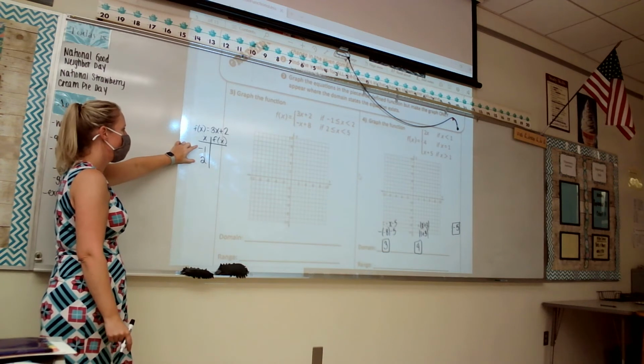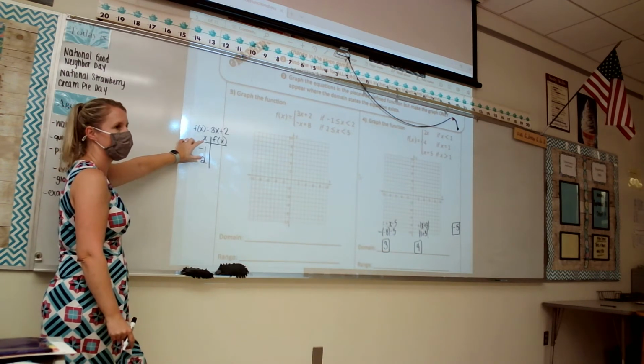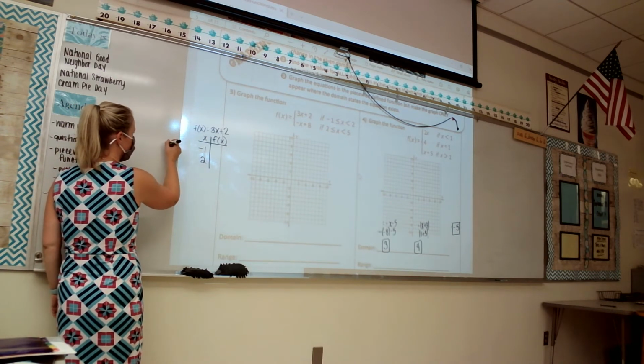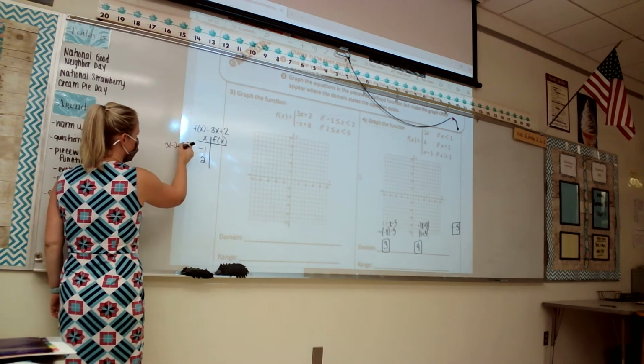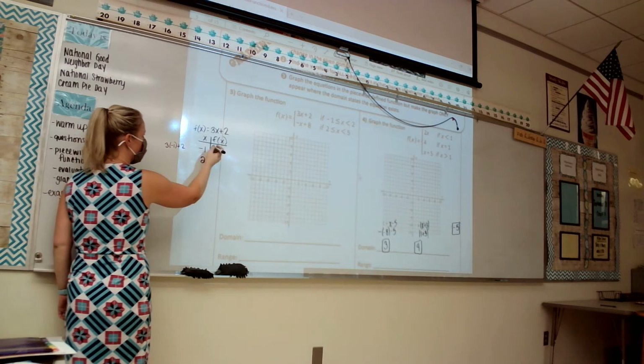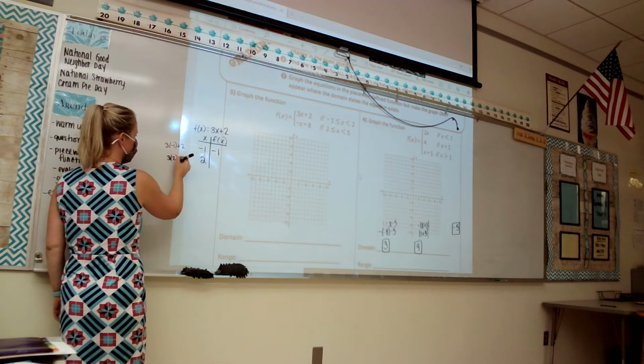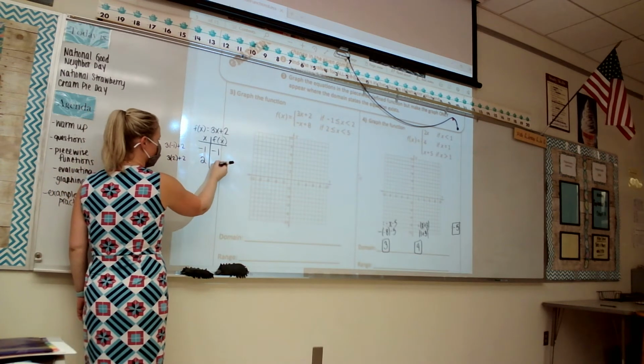So these are going to be two x's. I'm going to plug each of these x's in to find the y that corresponds to it. So if I plug a -1 in, that would give me what, -1? And if I plug 2 in, that would give me 8.